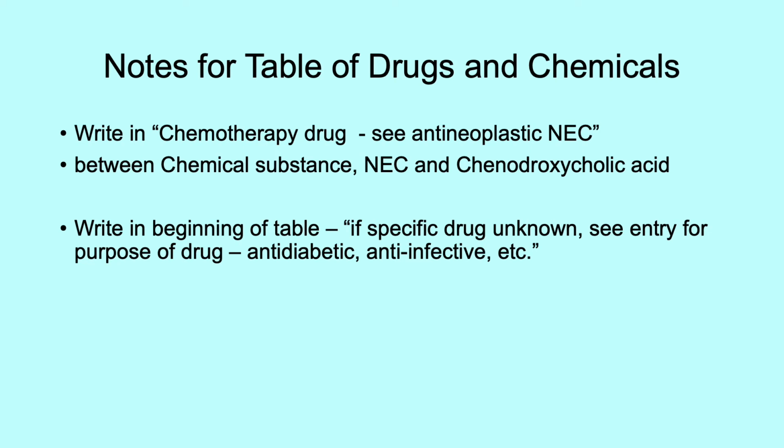Now this goes back to at the beginning of the table. There's a specific drug is unknown, see entry for purpose of drug. So under anti in the table is anti-diabetic, anti-infective, anti-neoplastic. And if you don't know what drug it is, but you know what it's being administered for, look that up. Anti-diabetic, anti-infective, whatever that can be. A lot of people don't even know that the anti whatever entries are even there.